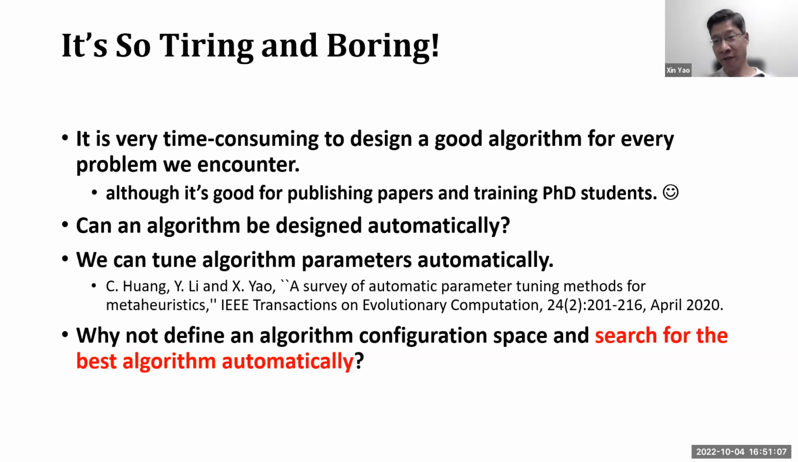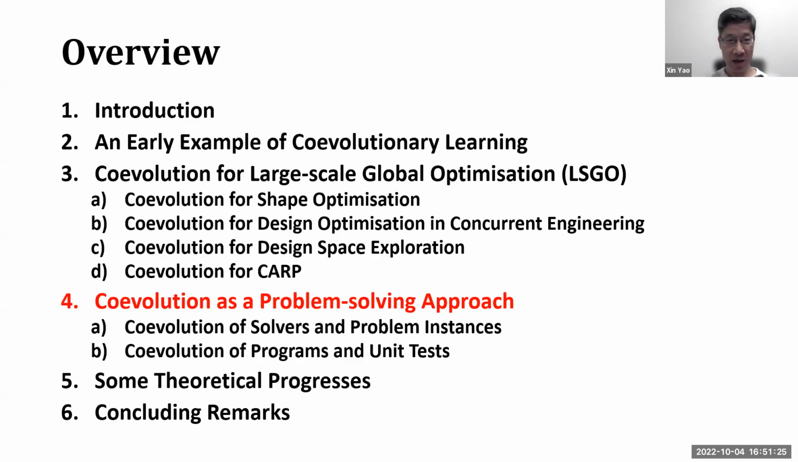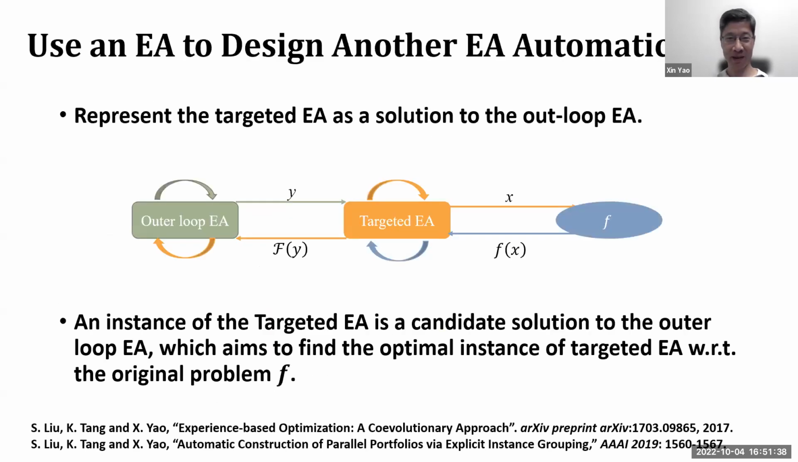If we can define an algorithm configuration space, then in principle, we indeed can design an algorithm automatically, because if I have a formal space I can search, I should be able to do it automatically. Okay, that's the title of my talk. I want to use coevolution as a problem-solving approach. Okay, I don't want to design algorithms anymore. All I need is coevolution.